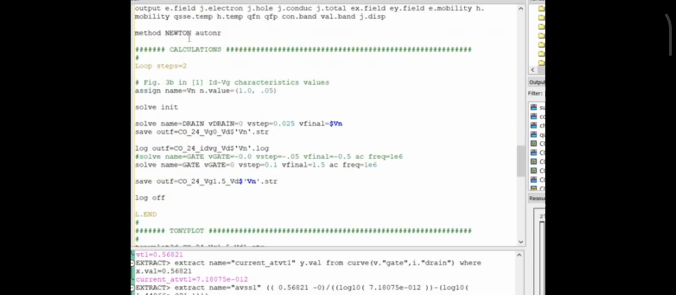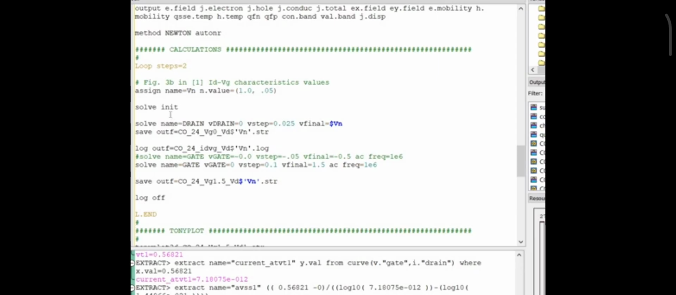Next, I am using the method statement Newton and Arnold. We are running this code for two different VDS voltages. The first voltage is 50 millivolt and the second voltage is 1 volt. I am using the loop statement to run the program two times at two different VDS voltages. I have assigned VDS voltage as Vn at the two different voltages, 1 volt and 50 millivolt.